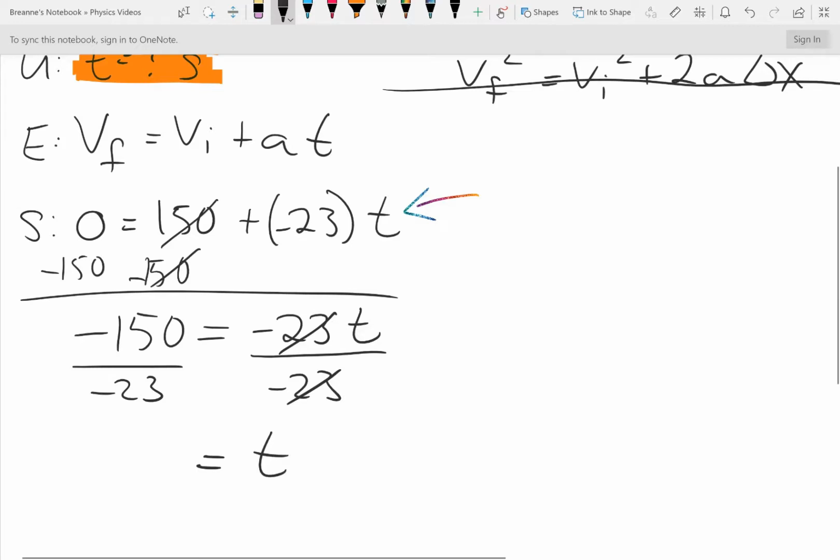And what you do to one side, you got to do the other. And then you pull out your handy-dandy calculator, and you do 150 divided by 23. Now, if you notice, I didn't mention the negatives because the negatives end up canceling out. You can go ahead and plug them in, but your negatives end up canceling out. And you're left with 6.52 seconds. This time is measured in seconds.